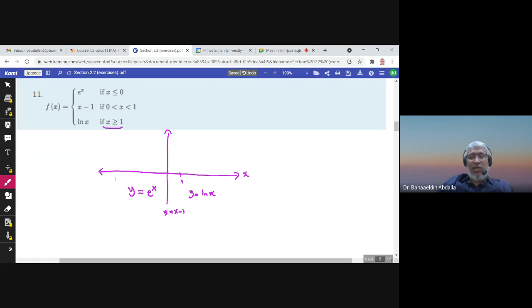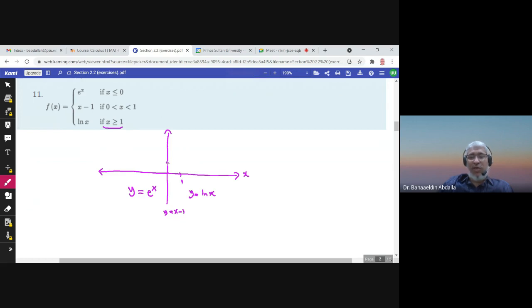So let us start from the left. Let us start by graphing the function y equals e to the x from -infinity to 0, x less than or equal to 0. Well, let us replace x by 0. If x is 0, y is 1.